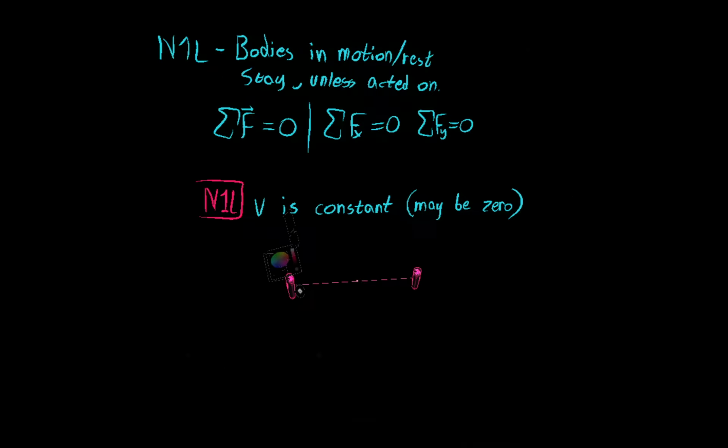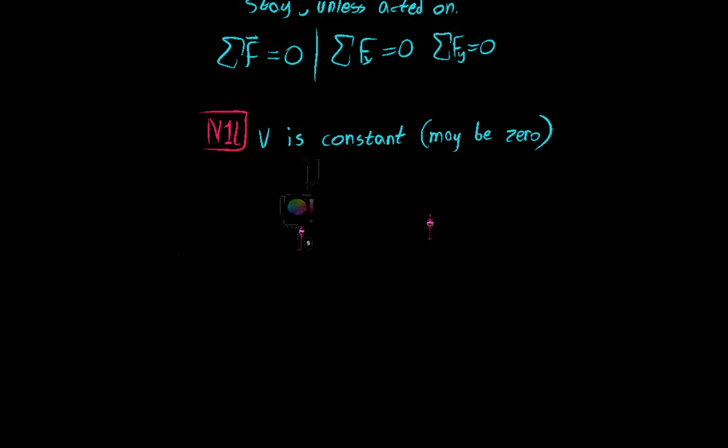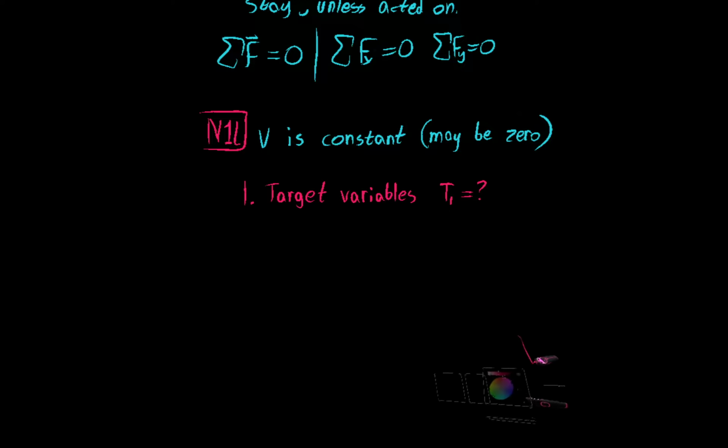So there's a number of steps. I would say there are 5 steps that you can use to approach these problems. Step 1 is to identify target variables. What does that mean? It just means, what are you trying to solve for? So for example, if you're trying to solve for the tension T1, I would just write T1 equals something. Then you can just glance back up and remember, okay, that's what I'm solving for, right?